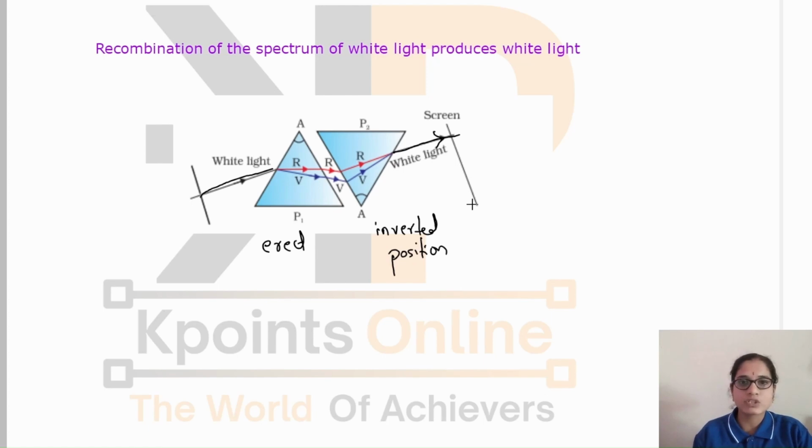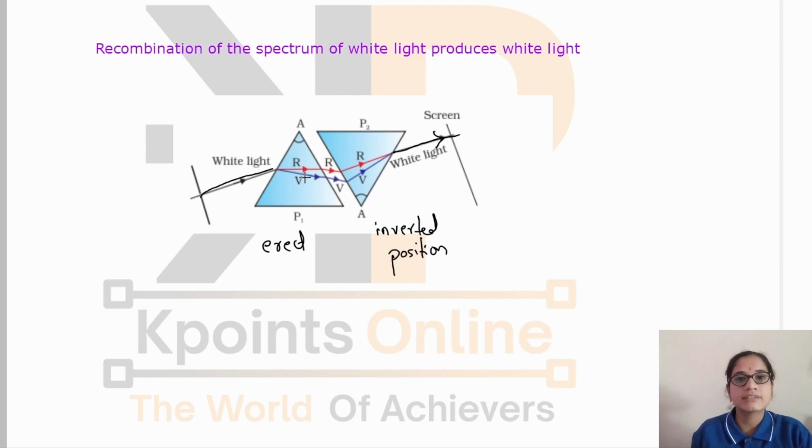If the white light was split because of the prism only, then this would not have happened. These colors would not have combined to form white light. It is because white light is composed of 7 different colors that it is combined again into white light when this prism is placed in the inverted position.